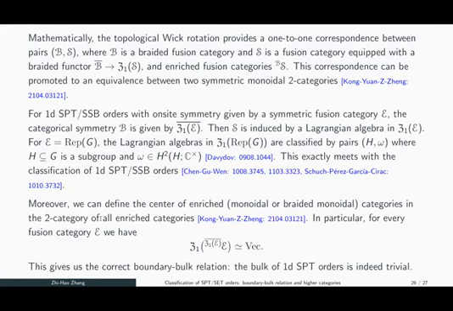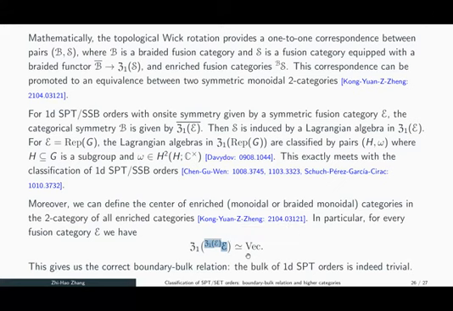And in particular, we can compute the trivial center. For every fusion category E, we consider the enriched category of E enriched in its trivial center. And this enriched fusion category, its trivial center is Vec. So this gives us the correct boundary population.